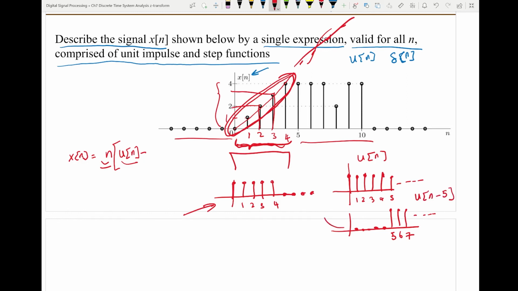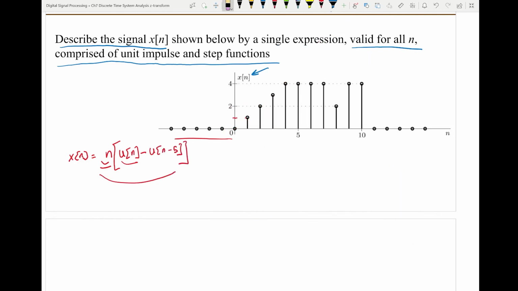So when I subtract this from this one, here will be subtracted from here, you get 0. The next one here will be subtracted from here, you get 0. So I will end up only with this, which is this window. So to get this one, it's u of n minus u of n minus 5. So now I have so far this portion of the signal. Now I need to get this portion.